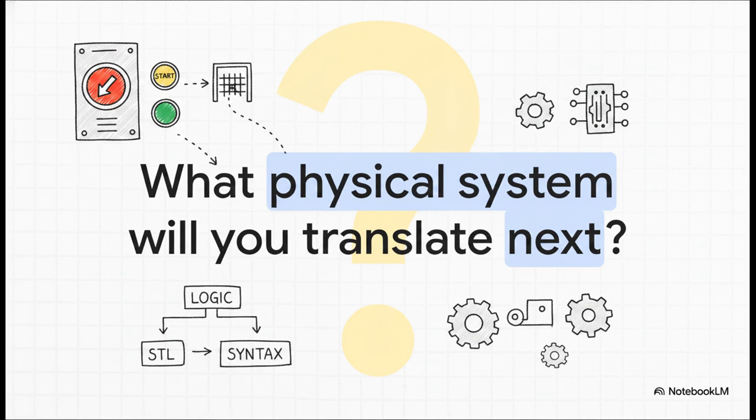As you head back to the workshop or out onto the engineering floor today, take a look at the physical machines around you. Really look at the safety gates, the startup sequences, the emergency stops. Armed with this master key, you can now visualize the exact lines of syntax those physical components actually represent. So my final question to you is this: what complex physical system are you going to translate into code next?